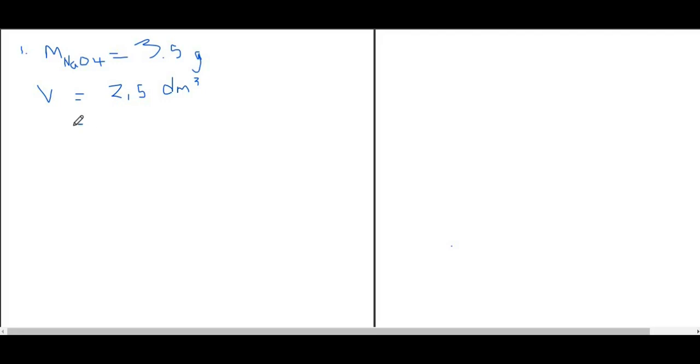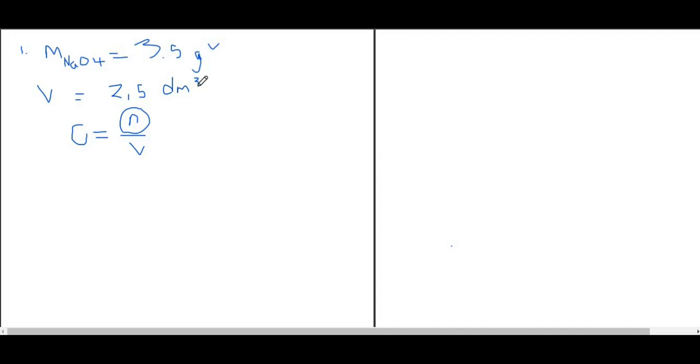I know the formula for concentration is C, which equals the number of moles, n, of my solute, divided by volume. In this case, sodium hydroxide is your solute and water is your solvent. But you realize that I'm actually not given the number of moles. What is given to me is the mass. So how do I find the number of moles if I have the mass of a substance?